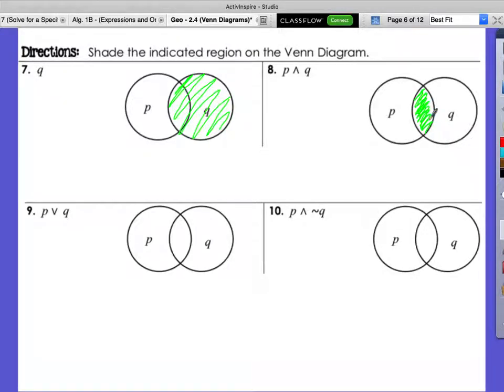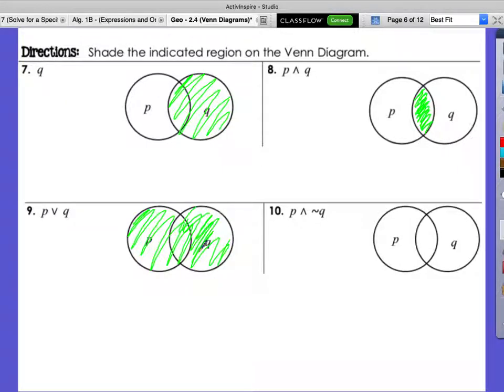Okay. What about number 9? P or Q, what would we shade? The entire thing. Anywhere where P is, or anywhere where Q is. P is all of this, Q is all this, so we do all of it. Here we just want where they both were. Here, as long as we have at least one of them there, we're fine. It kind of goes back to our compound statements on whether something's true. For 'and', they both have to be true; for 'or', only one has to be true.